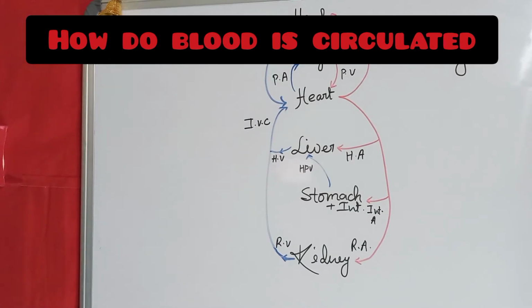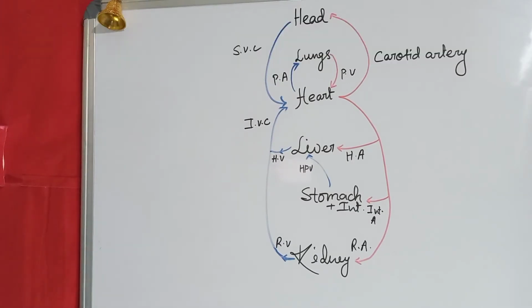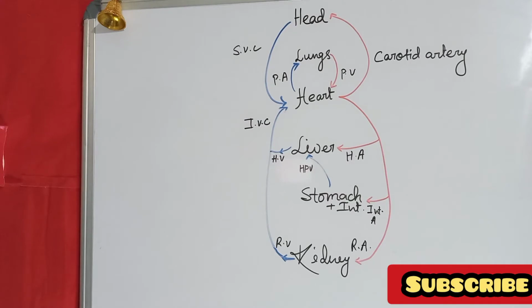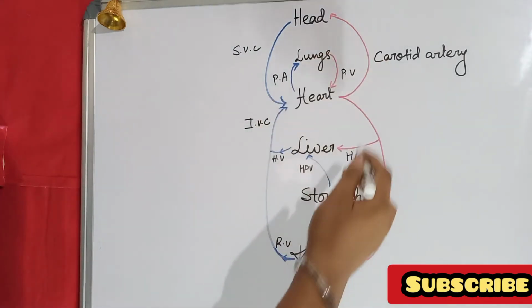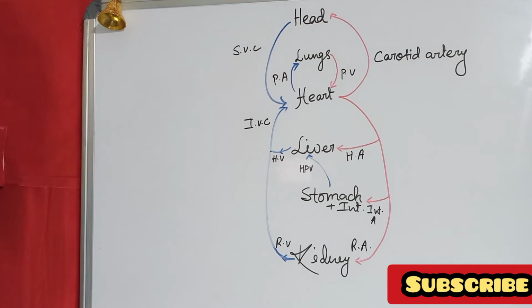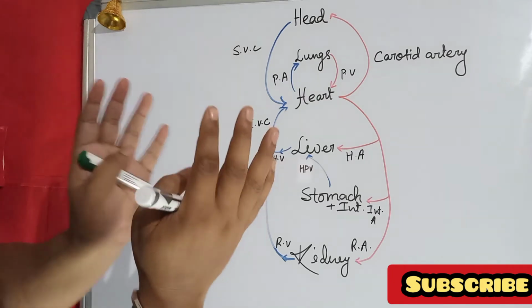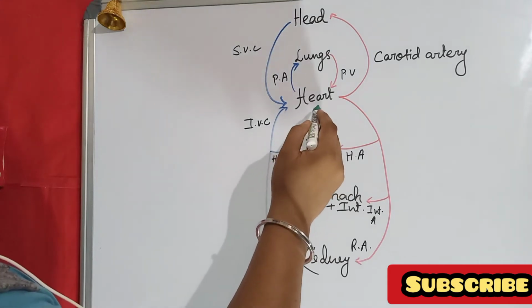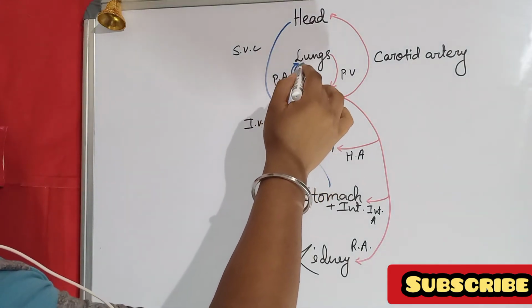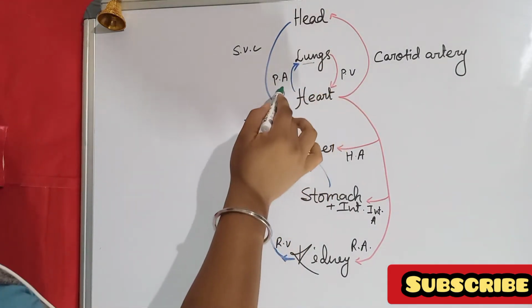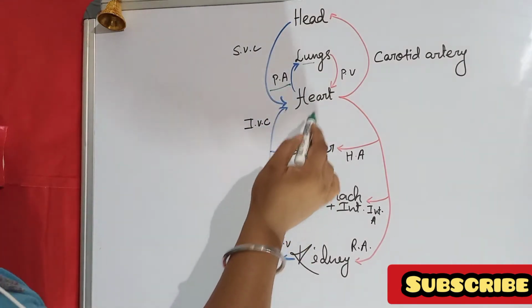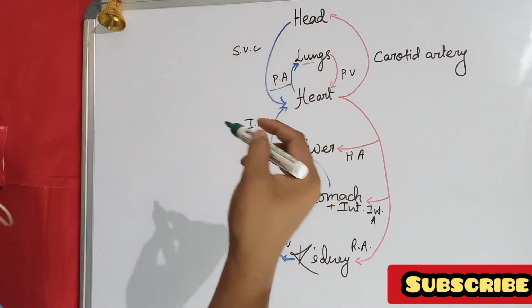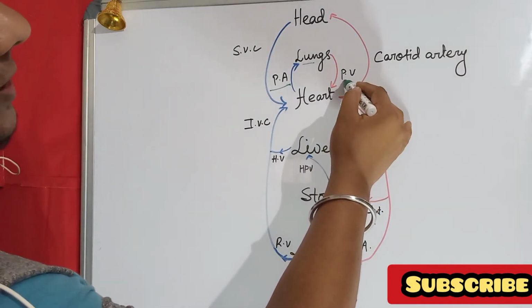Now this is the most important part of the circulatory system, the way of circulation. See, here the red is pure blood, that means oxygenated blood, and the blue signifies deoxygenated blood. Now see, first of all the heart pumps the impure blood to the lungs by the pulmonary artery, and the lungs will return the oxygenated blood with the help of the pulmonary vein.